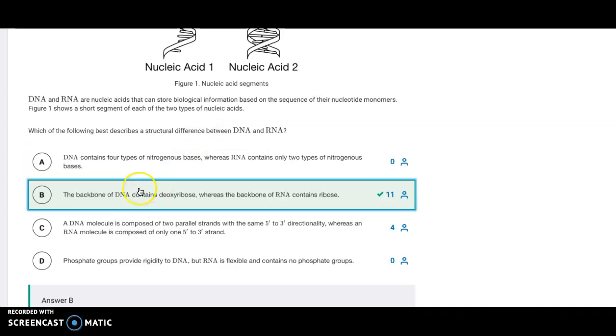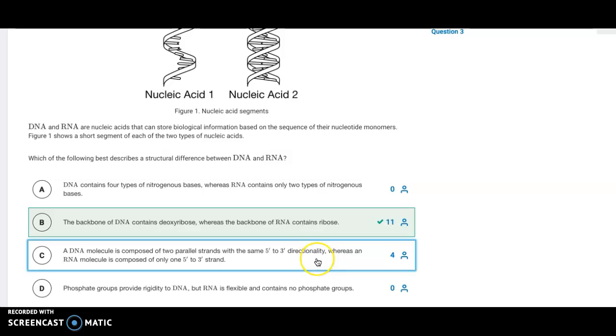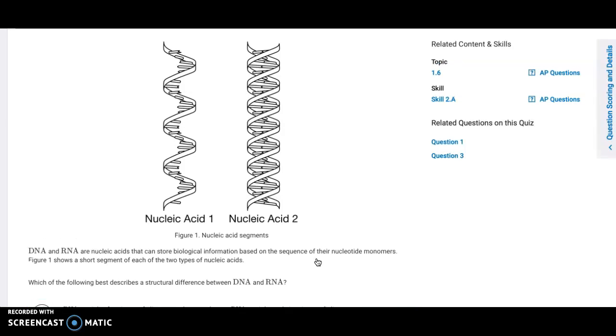And if that's all they had said, you would not have been able to select between B and C. They both would have been correct. However, they do say that the DNA strands are parallel with the same 5' to 3' directionality, and they're not. DNA, the 2 strands are not considered parallel. They're considered to run anti-parallel.